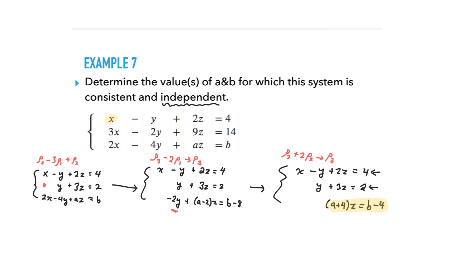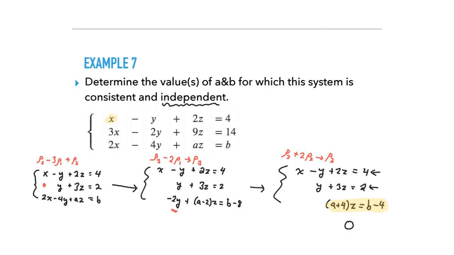If a is equal to negative 4, then I have an issue. If a is equal to negative 4, then the left-hand side of this last equation is equal to 0. And what that means is I will not be able to solve for z. And if I can't solve for z, any particular z, I can't back substitute it into equation 2, and I can't back substitute those answers into equation 1.